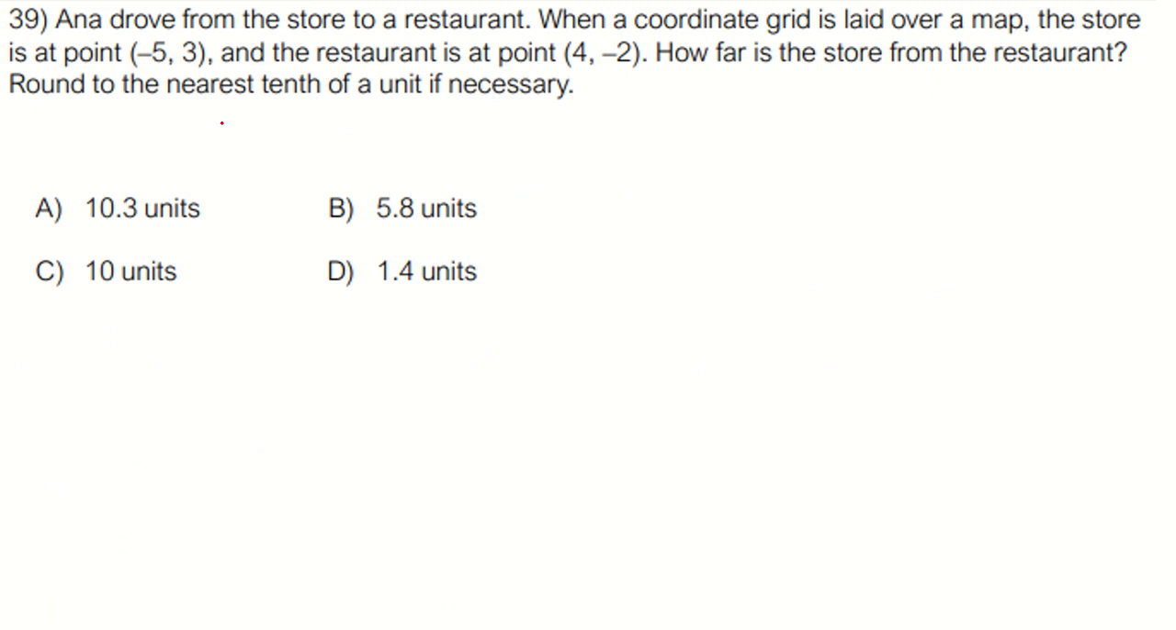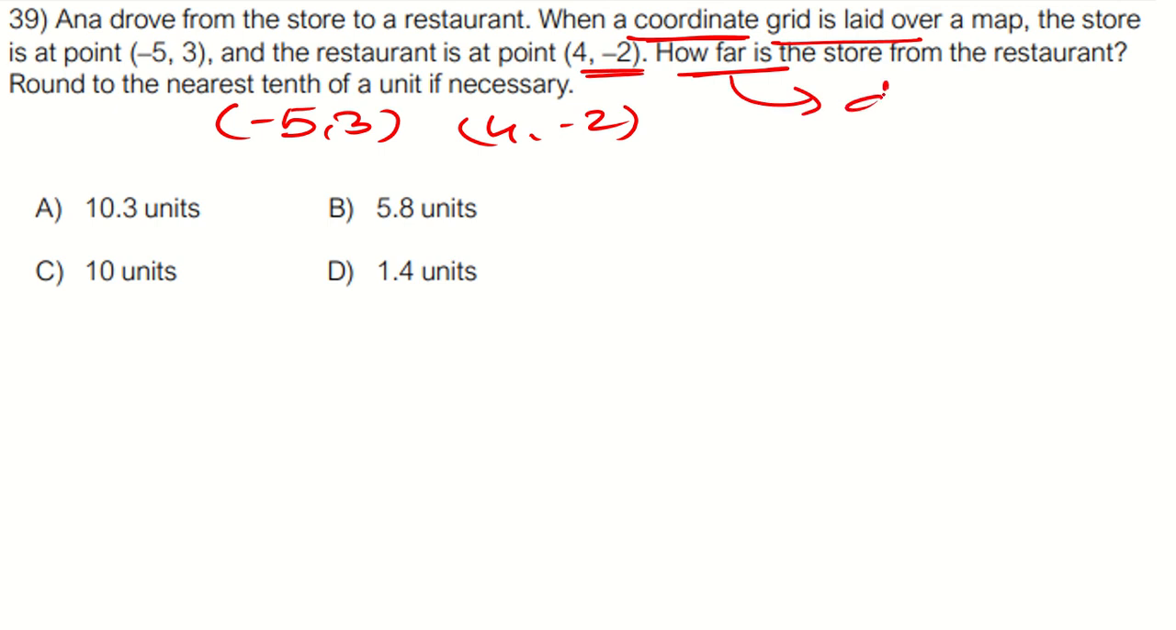Now what they are doing here: Anna drove from a store to the restaurant when a coordinate grid is laid over the map. Coordinate means this is going to be a question of the distance formula, I guess. The store is pointed at (-5, 3) and another at (4, -2). How far? How far means you have to apply the distance formula. So what is the distance formula?